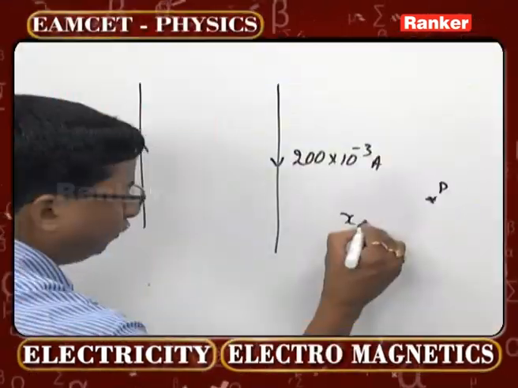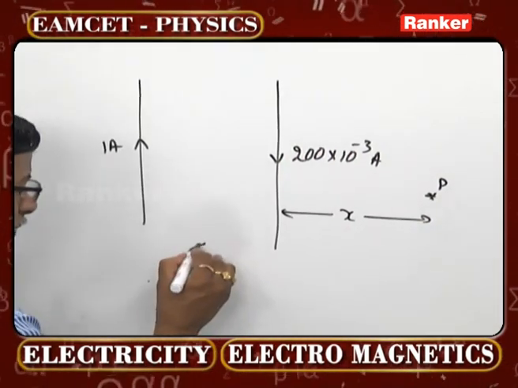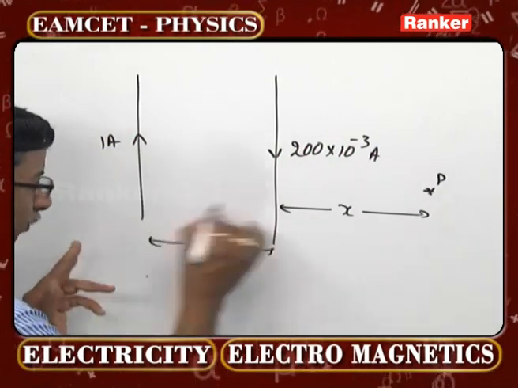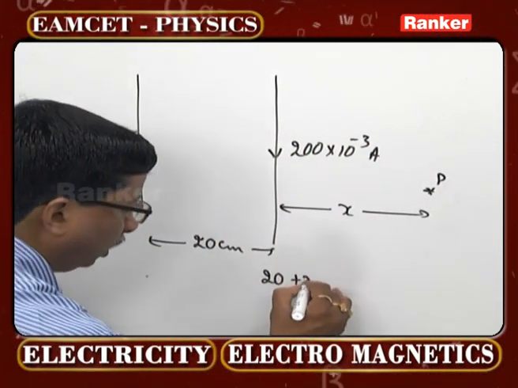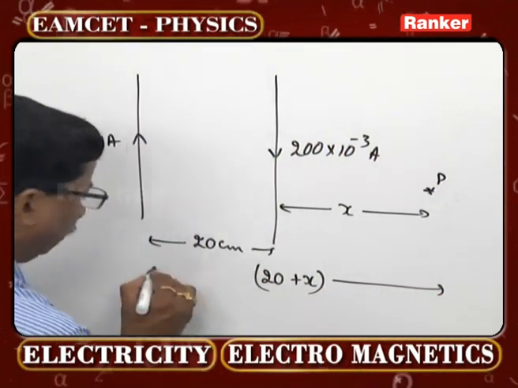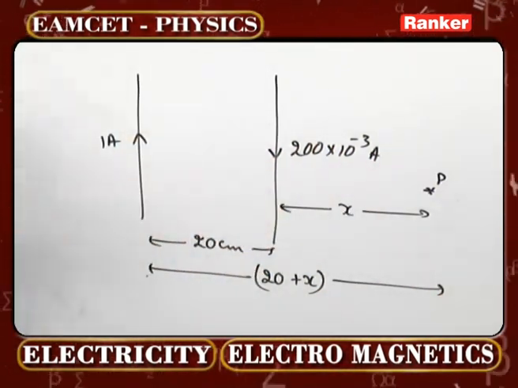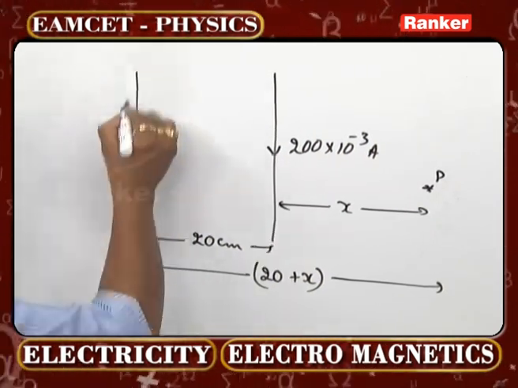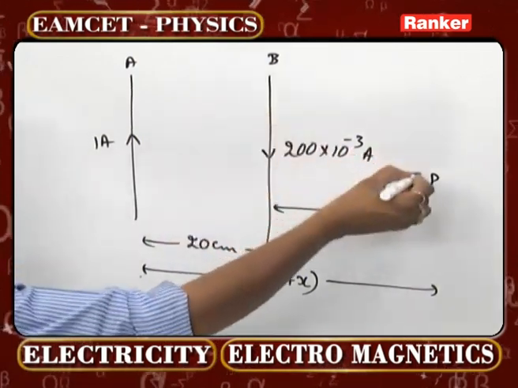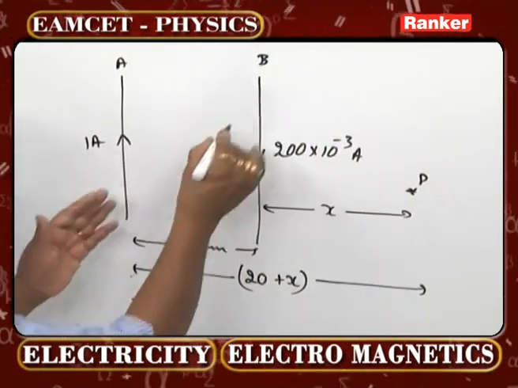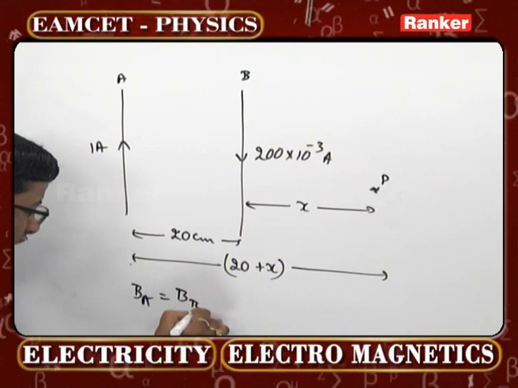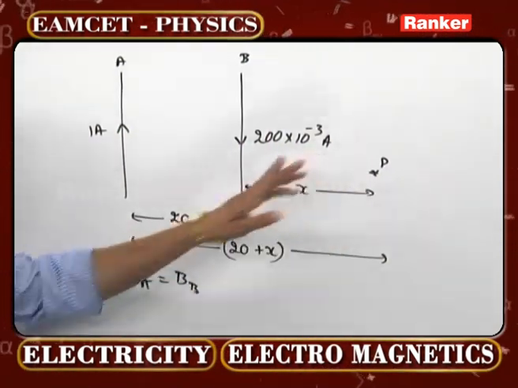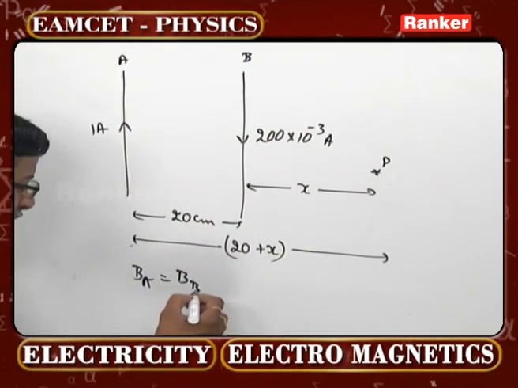If I take this distance as x, then what will be the original distance of separation given? 20. Then what will be the distance from the second wire to that point? 20 plus x will now be the distance from this wire to that particular point. That is what we have to take. Once again, the magnetic induction due to the first wire at that point and the magnetic induction due to the second wire at that point, if both are equal and opposite, they get cancelled and that point is said to be the neutral point.